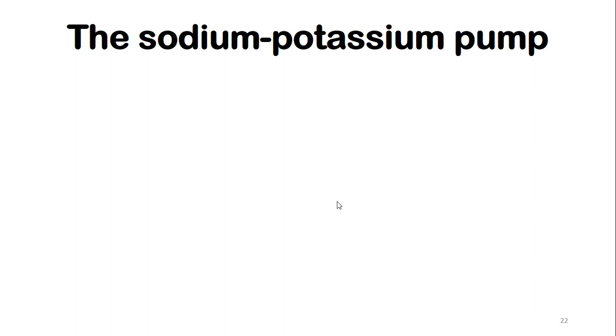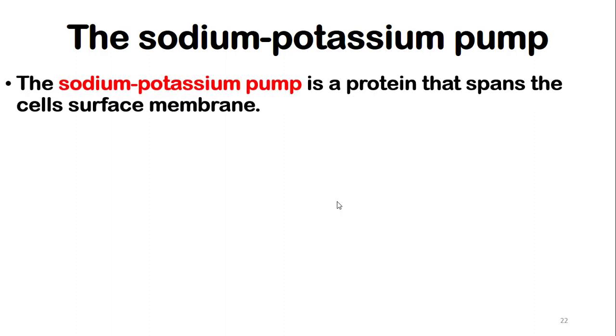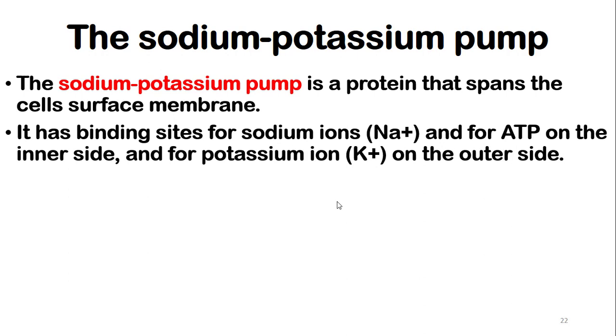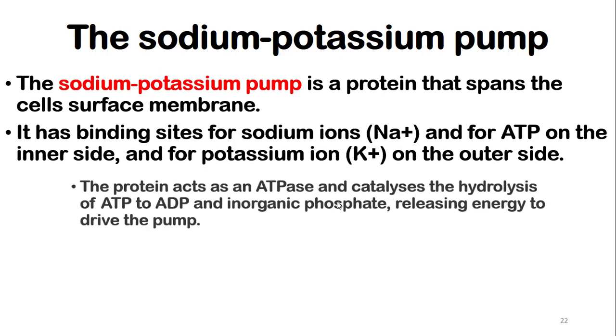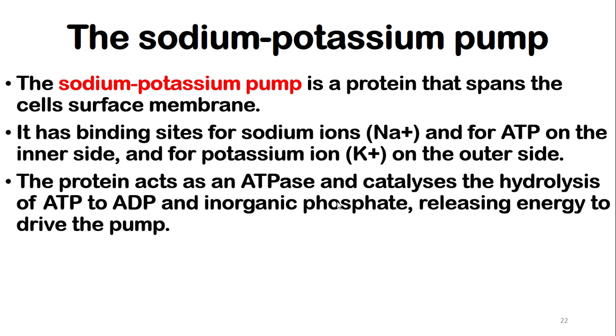The sodium-potassium pump. The sodium-potassium pump is a protein that spans the cell surface membrane. It has binding sites for sodium ions and for ATP on the inner side and for potassium ions on the outside. The protein acts as an ATPase and catalyzes the hydrolysis of ATP to adenosine diphosphate and inorganic phosphate, releasing energy to drive the pump.